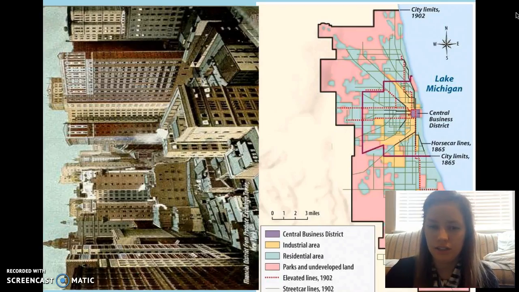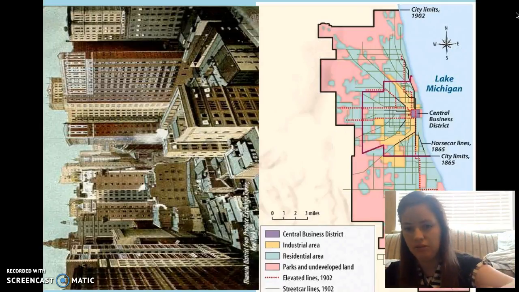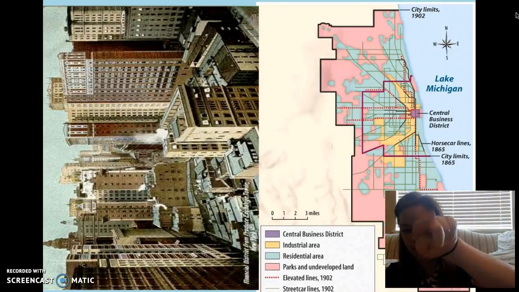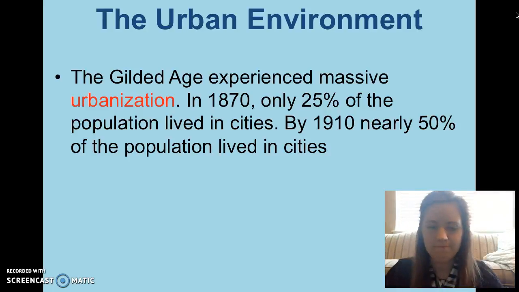Okay, here's just a map of what the city looked like. I'm pointing at the screen. Yeah, it's interesting.